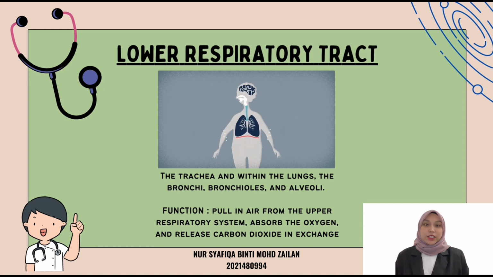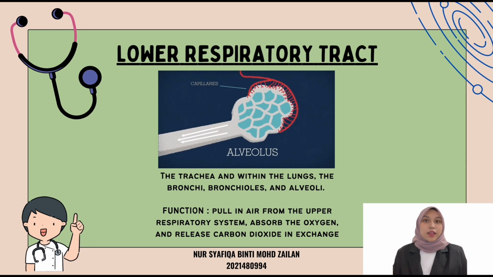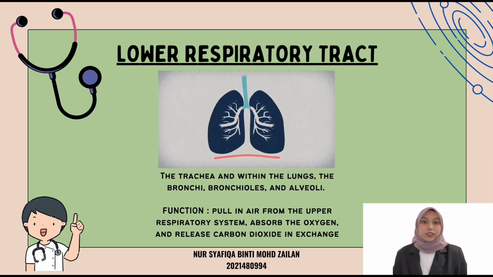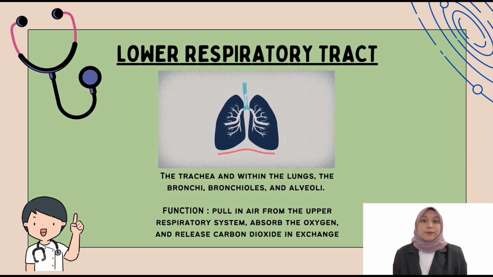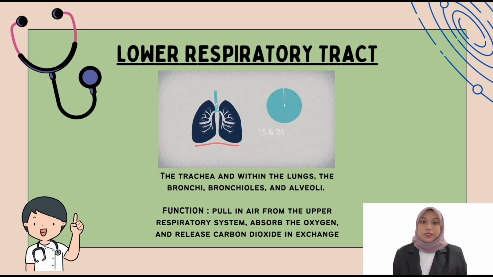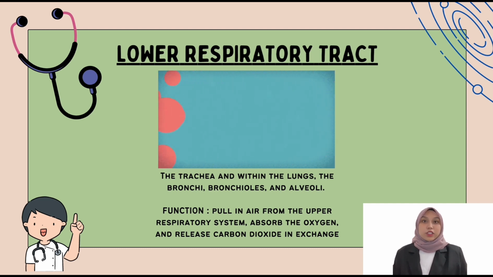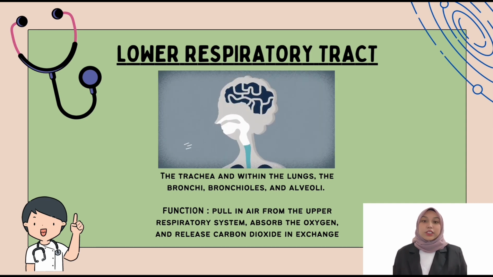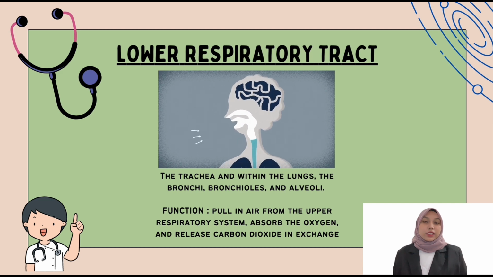Now let's continue with the lower respiratory tract. What is the lower respiratory tract? The lower respiratory system, or lower respiratory tract, consists of the trachea, bronchi, bronchioles, and also alveoli, which make up the lung. This structure pulls in air from the upper respiratory system, absorbs the oxygen, and releases carbon dioxide in exchange. Other structures, named the thoracic cage or rib cage, and the diaphragm, protect and support this structure.